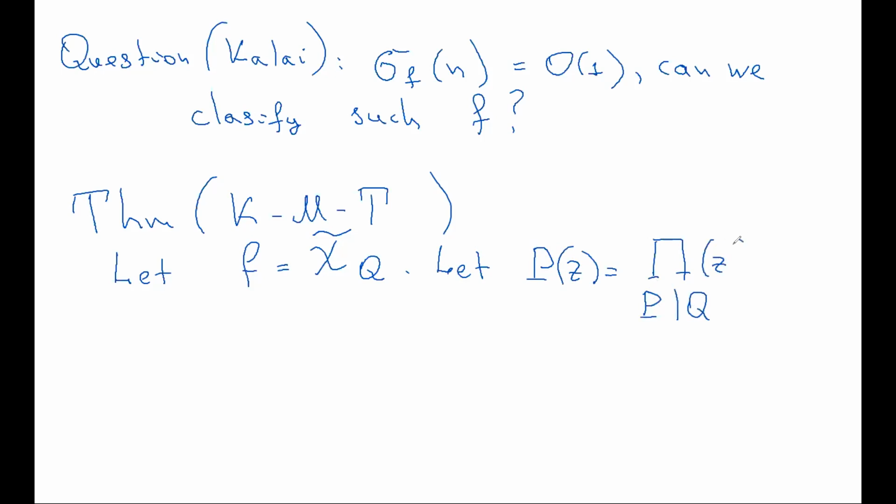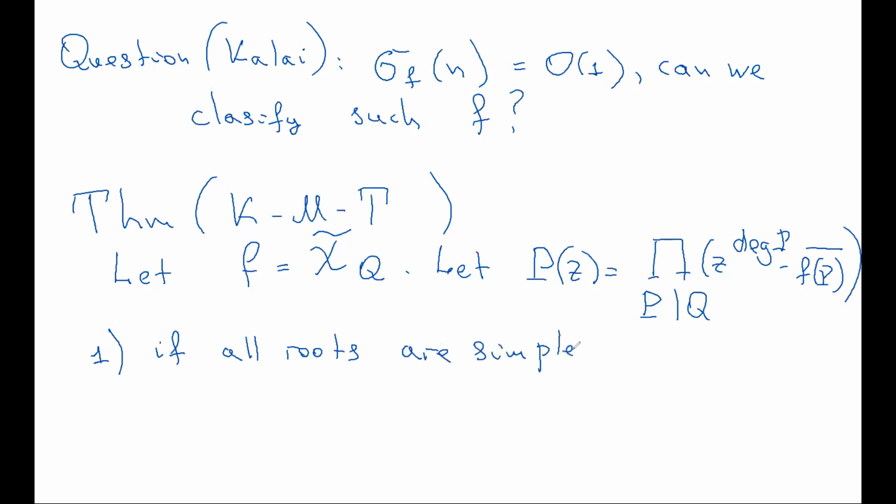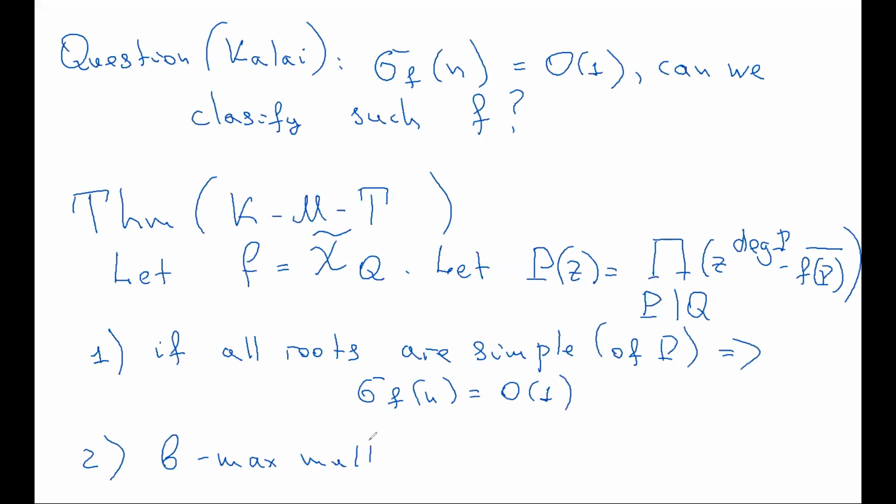I take prime divisors p of my modulus Q, and I subtract f of p conjugate. It's valid for complex valued functions. Then what I can say is: I look at the highest multiplicity of a root of this polynomial p of z as a complex polynomial. If all roots of p of z are simple, and we can understand when that holds, then the discrepancy is bounded. But if b is the maximum multiplicity, then it happens that the discrepancy is omega of n to the b minus 1.